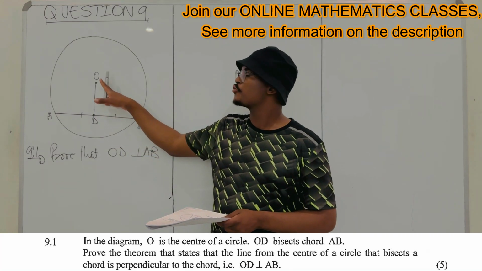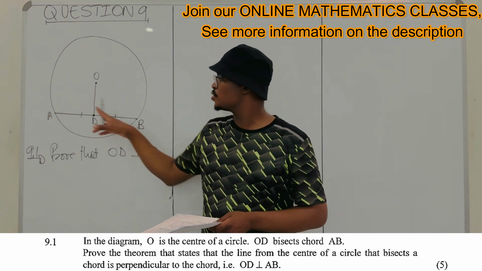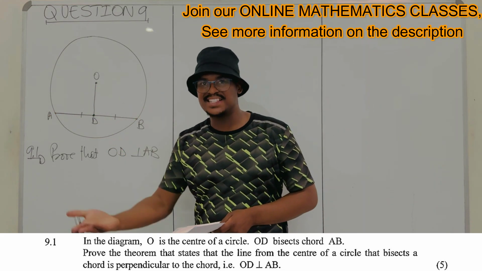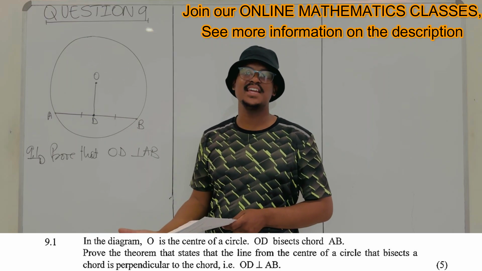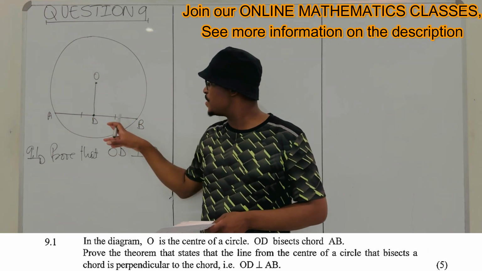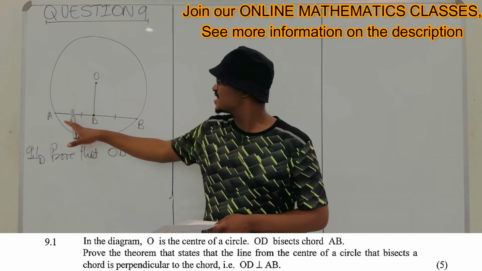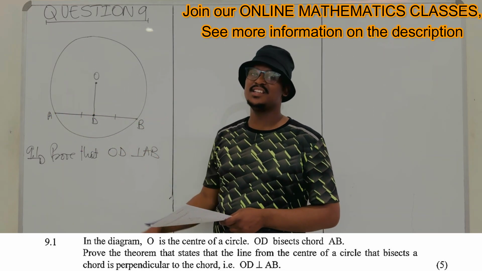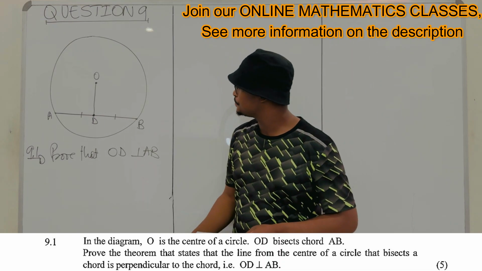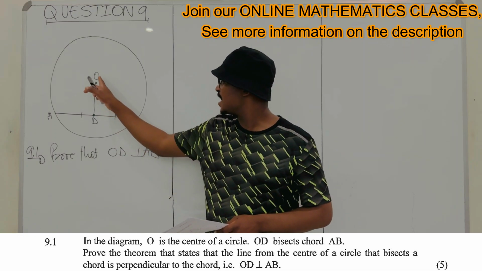A line from the center of a circle to the midpoint of a chord is perpendicular to the chord. When you say a line from the center bisecting the chord is perpendicular, it's the same thing, which means that bisects means the line OD meets AB at its midpoint D. So D is halfway between A and B. No problem. So we need to show that OD is perpendicular to AB.